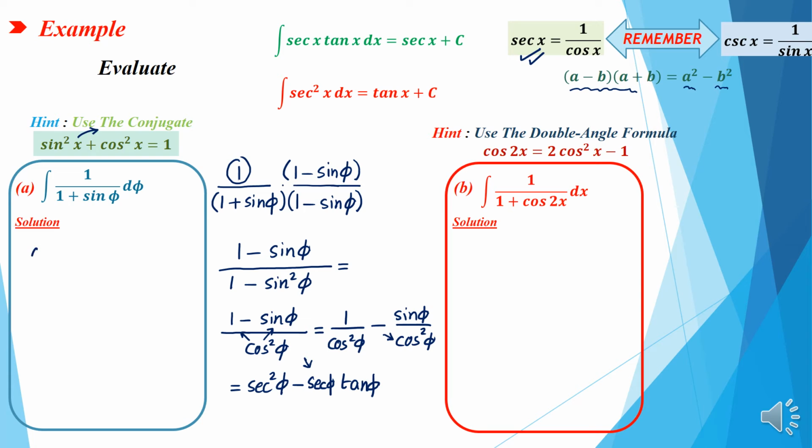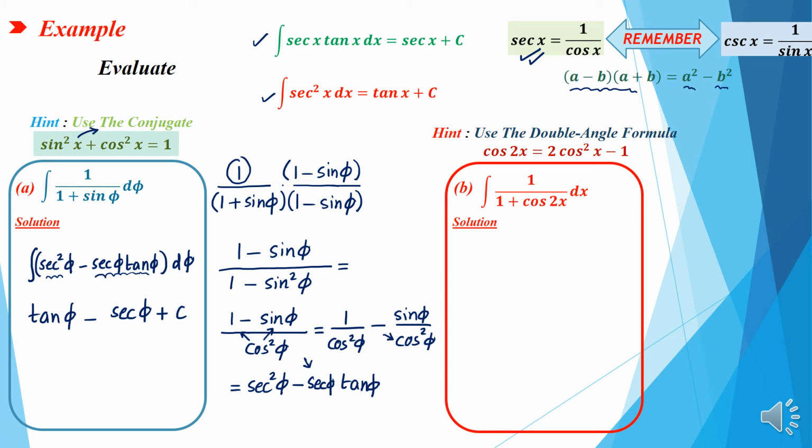So our integration is the integral of secant squared of phi minus secant of phi tan phi d phi. As you know, the integration of secant squared is tan, so we have tan of phi minus, and the integration of secant phi tan phi is secant phi, plus c, which is the constant of integration. So this is the end of part A.